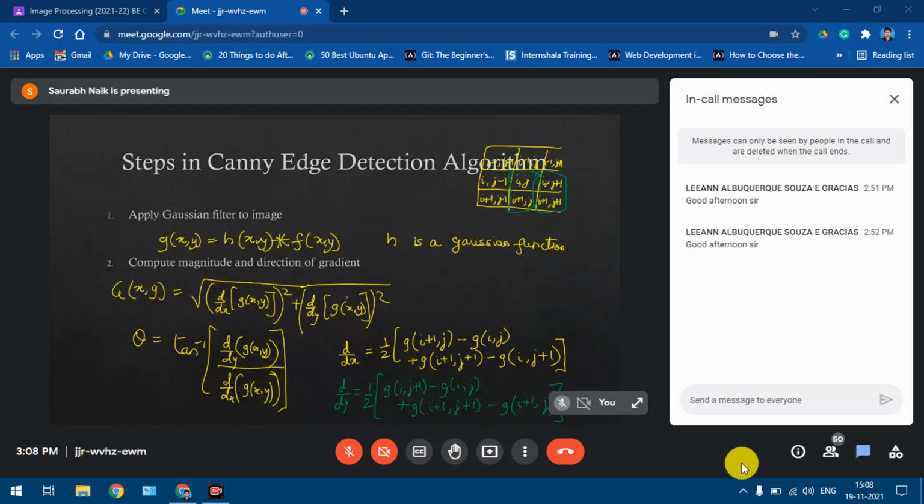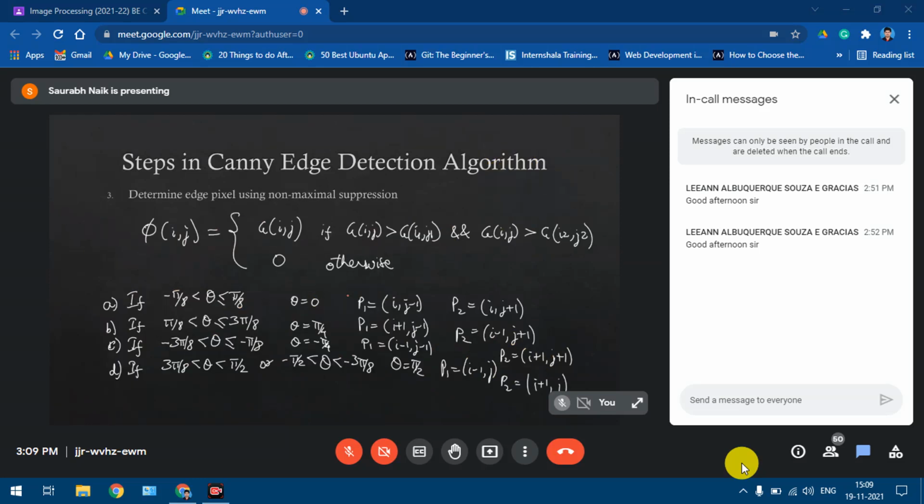Then, because we want to process the gradients, we have to calculate the gradients. We had earlier seen that anytime we want to calculate the magnitude of the gradient, we usually use the Manhattan distance or the sum of the components. But the Canny edge detection algorithm specifically requires the calculation of the gradient using the Euclidean distance.